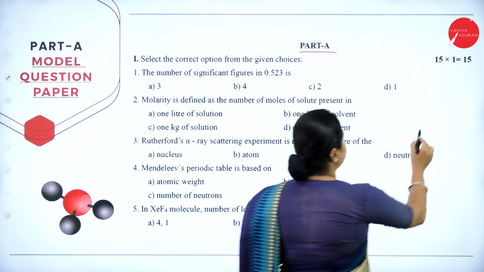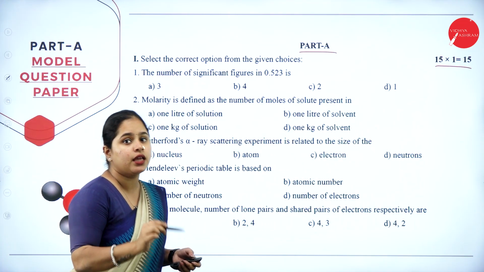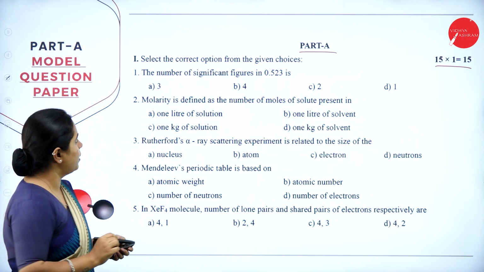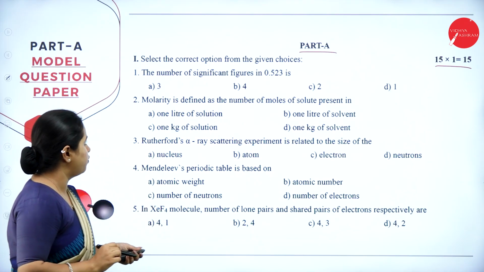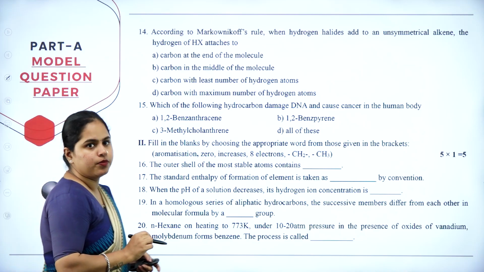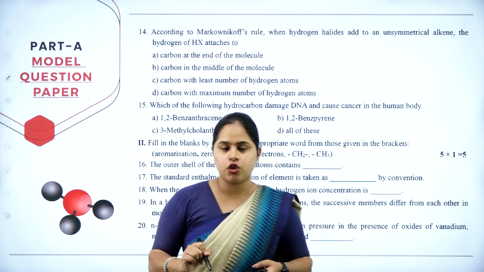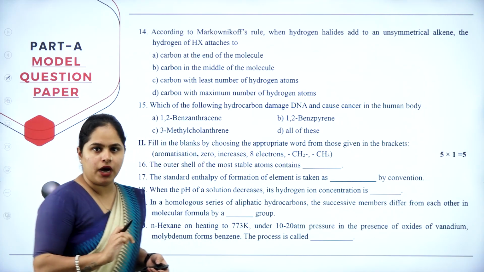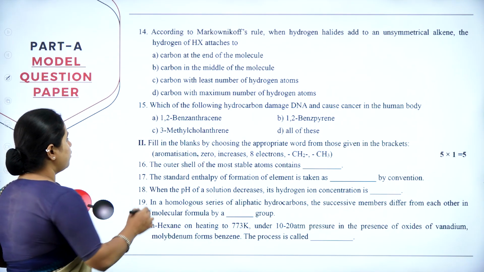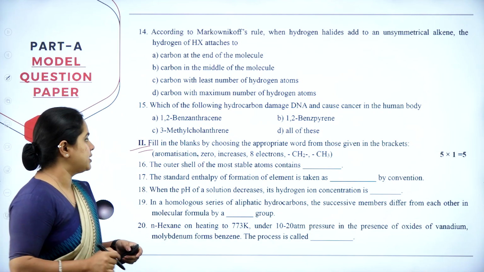So the first 15 questions will carry 1 mark each, and the first 15 questions will be MCQ questions. As you can see, 1, 2, 3, 4, 5, 6, 7, 8, 9, 10, 11, 12, 13, 14, 15. So these first 15 questions will be MCQ questions, which will be 1 mark questions.